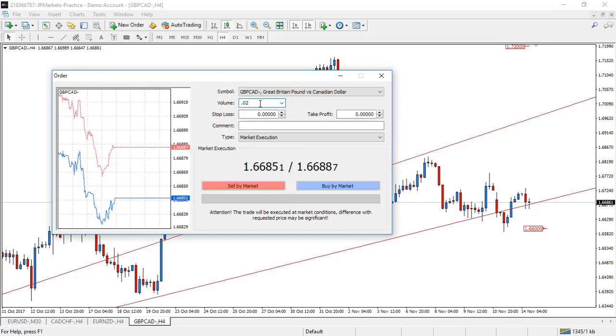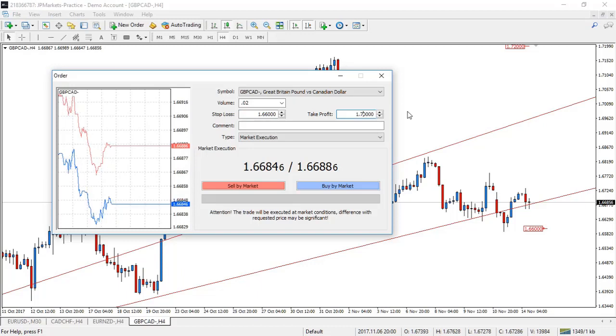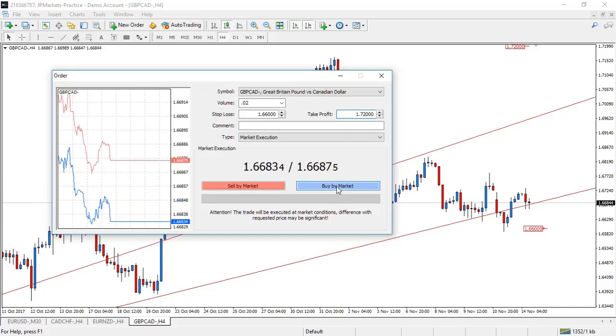I'm going to enter a 0.02 of that. My stop loss I'm going to set at 1.66. Take profit, I'll go for 1.72. And I'm just going to let this sit, and you'll see that this is a very small trade at 0.02.